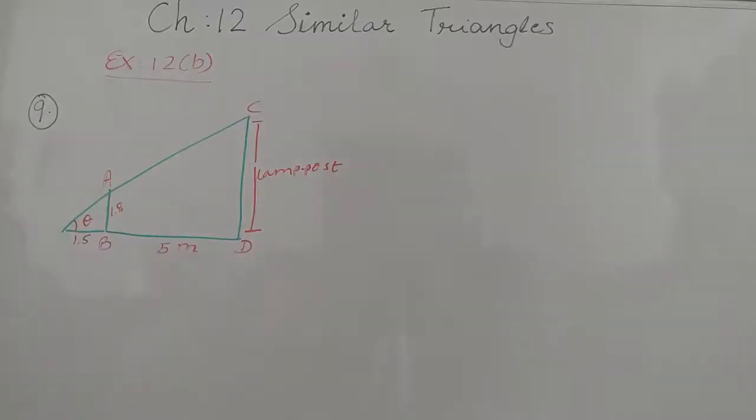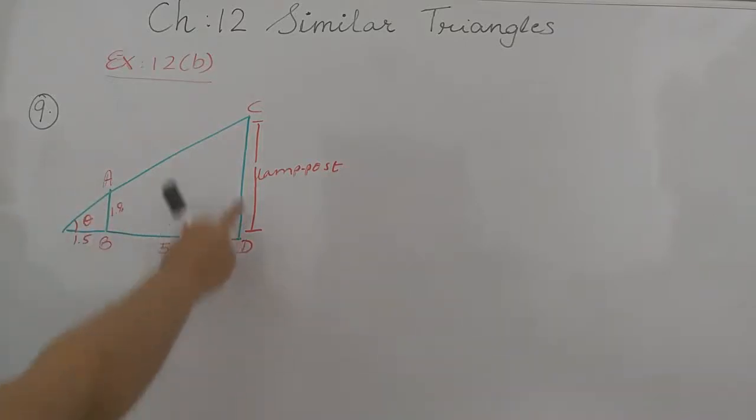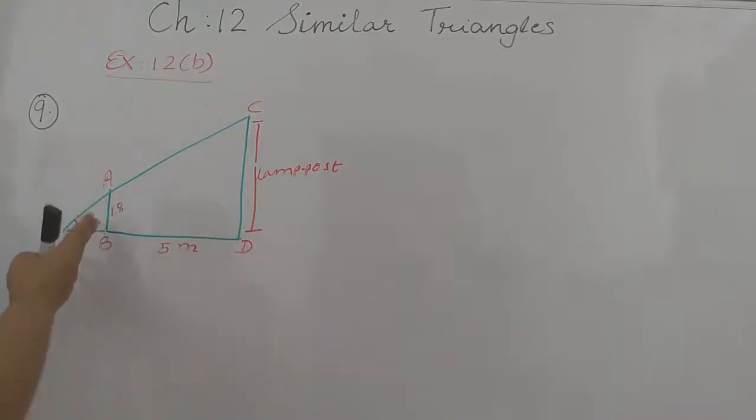Chapter 12, exercise 12b, question number 9. A man of height 1.8 meter is standing 5 meter away from a lamp post. So here AB is a man whose height is 1.8 meter and he is standing 5 meter away from a lamp post CD, and observes the length of his shadow is 1.5 meter. So here is the lamp post. The man's shadow will be on the other side of the man, and its length is 1.5 meter. Find the height of the lamp post.